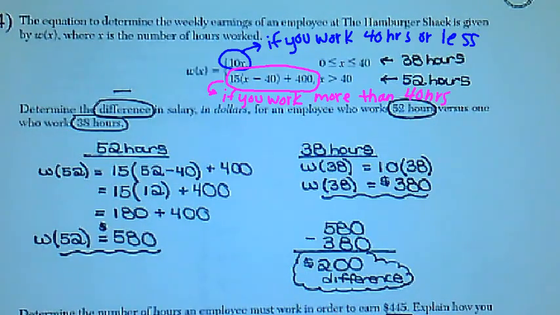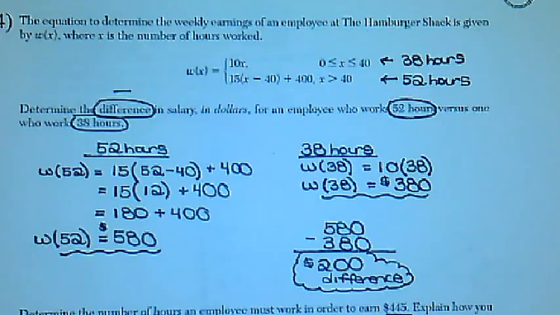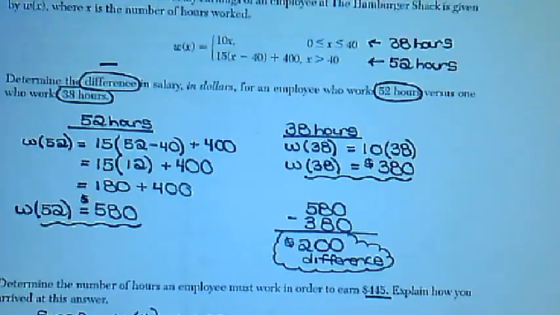So all you're going to do is plug these in. When x is 52, we use that pink equation, so you'd get $580. If you work 38 hours, you would use the blue equation. You get $10 an hour, so you multiply by 10, and you'd get $380. Difference, of course, means subtraction, so your final answer would be $200 difference. That should be a nice, easy set of points for you.